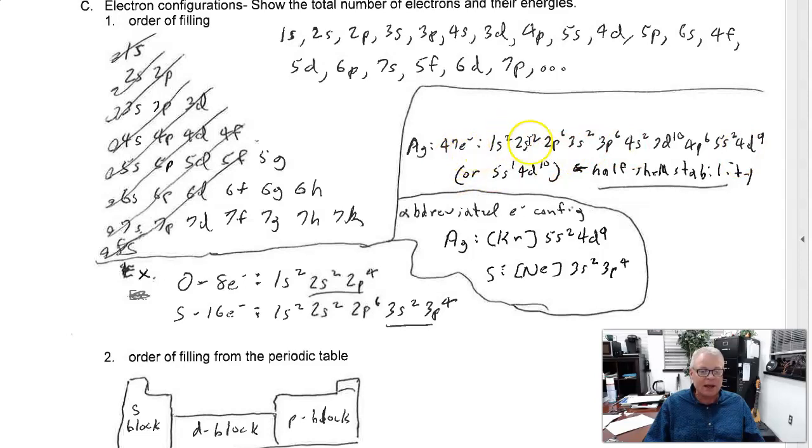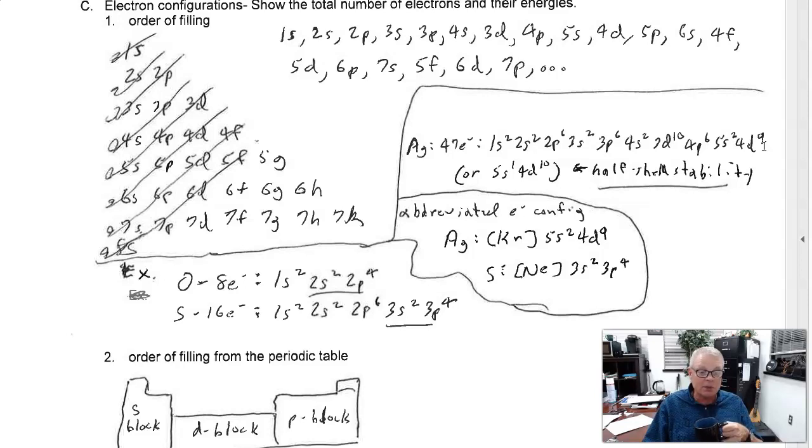Why 4d9? Because I've only got 47 electrons. Okay? Count these numbers across the top up. It should add up to 47. 2 and 2 is 4. 4 and 6 is 10. 10 and 2 is 12. 12 and 6 is 18, 18 and 2, 20, 20 and 10, 30, 30 and 6, 36, 36 and 2, 38, 38 and 9 is 47. And there are your 47 electrons in a silver atom.